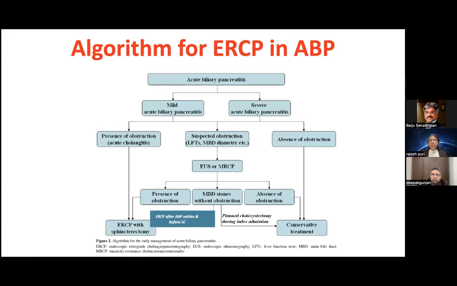If severe biliary pancreatitis, if there is no obstruction, do a conservative treatment. If there is a suspected obstruction in the form of dilated bile duct or abnormal LFT, do an EUS or MRCP. If there is no obstruction, treat conservatively. If there is an obstruction, a CBD stone, and cholangitis, do an urgent ERCP.